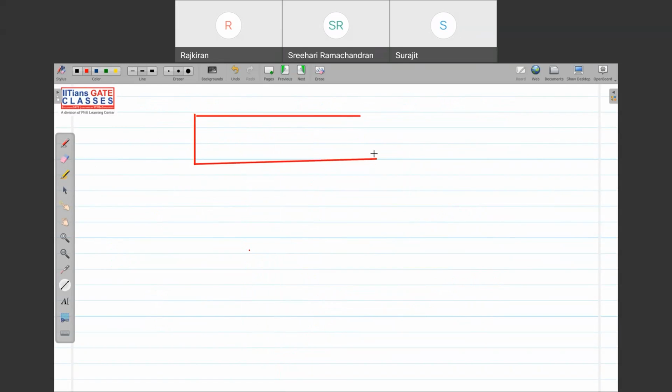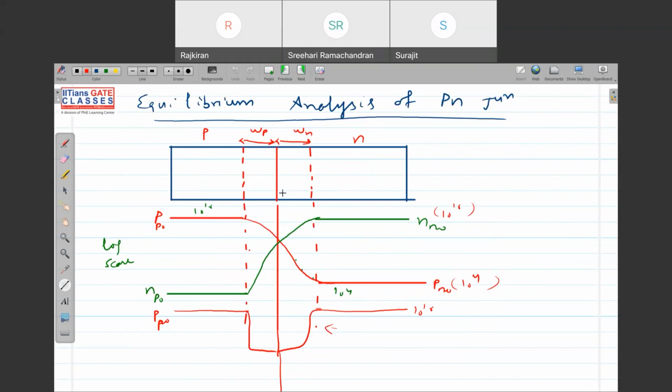In the previous case, is the inside slightly doped? No, both are similarly doped. I have assumed both are equally doped, 10 to the power of 16, 10 to the power of 16.